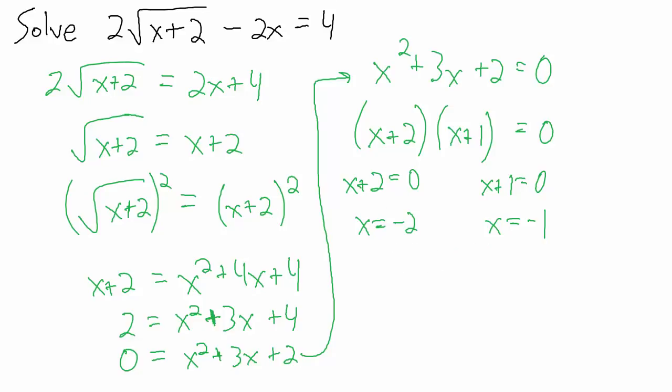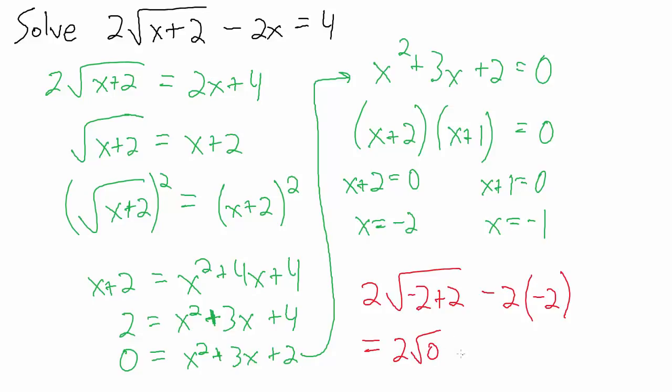Now, if we plug in negative 2 for x, what happens? Well, we get 2 times the square root of, well, if x is negative 2, then this is negative 2 plus 2. And then this is going to be minus 2 times negative 2. So many 2's. And then what does that equal? Well, negative 2 plus 2 is 0, so this is 2 times the square root of 0. And then minus 2 times negative 2 actually means plus 4.